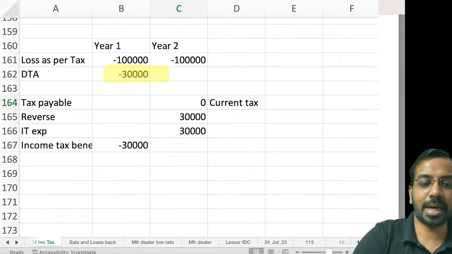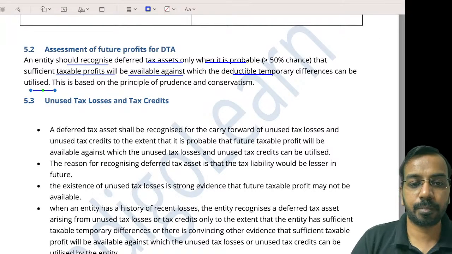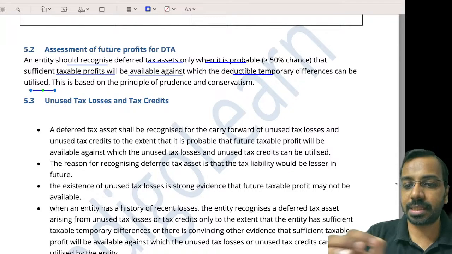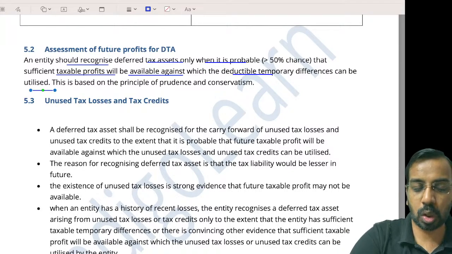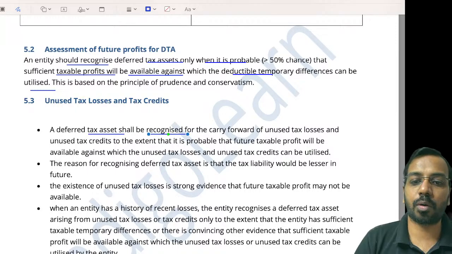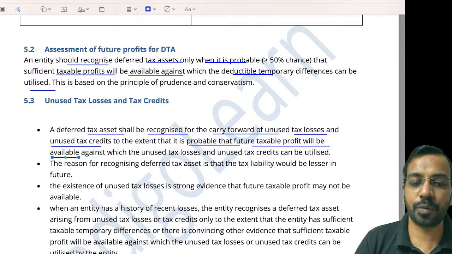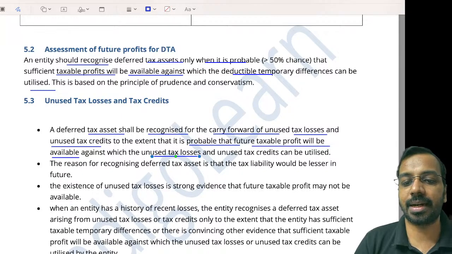So what the standard says is, if there is an unused tax loss, or brought forward tax loss, whatever we call it, a deferred tax asset shall be recognized for the carry forward of unused tax losses and unused tax credits to the extent that it is probable that future taxable profit will be available against which unused tax losses and tax credits can be utilized.